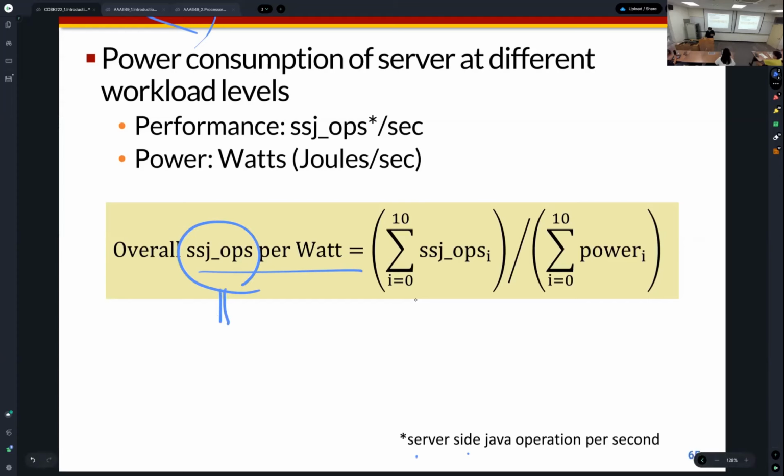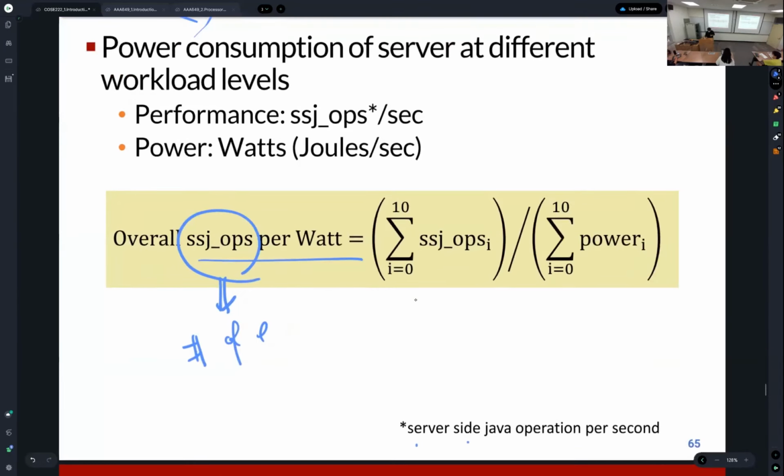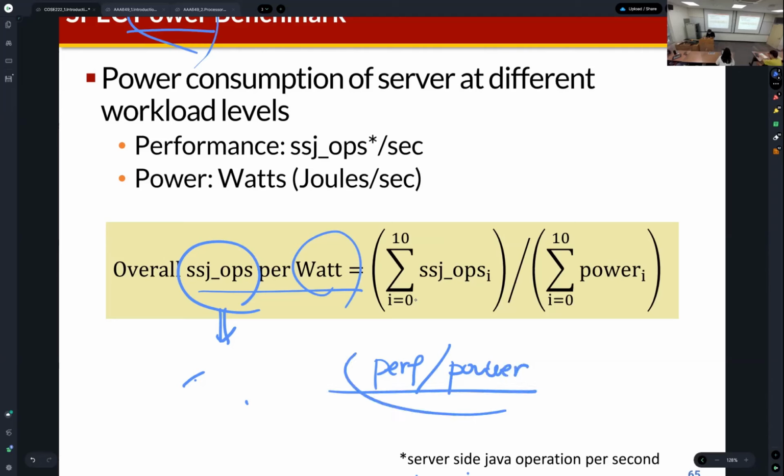So actually, this is similar to the number of executed instructions. Sorry about that writing. Okay. And then SPEC just measures the number of executed instructions per consumed power. It's very similar to the performance per power. Okay.